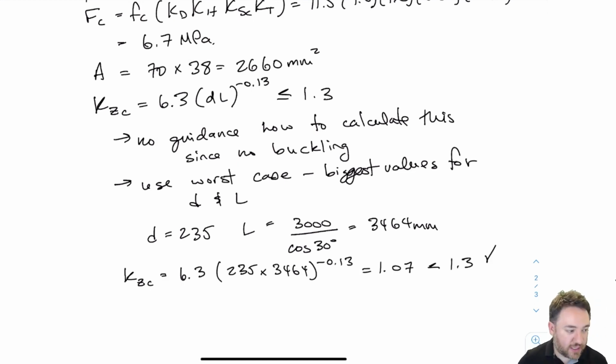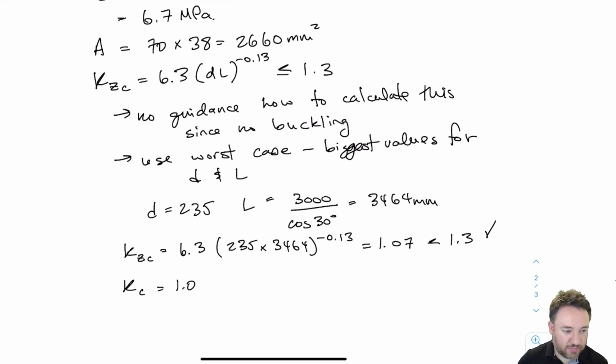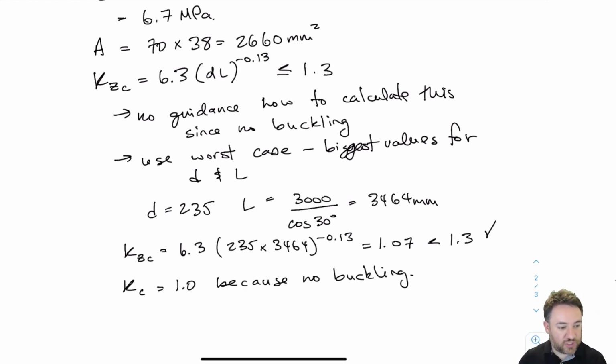Okay, so I plug those in and I get a KZC of 1.07, which is less than the limit of 1.3, so that's fine. And my KC, I'm instructed to use 1.0 when I'm calculating bearing check because there can't be any buckling because we're looking at a local crushing effect. That doesn't mean that the overall member cannot buckle. For the portion of the load that's axial to the member, I will still have to calculate the overall member compression buckling strength. That'll just be a separate check. Since I'm only looking at the bearing strength in this equation, I'm not considering buckling.